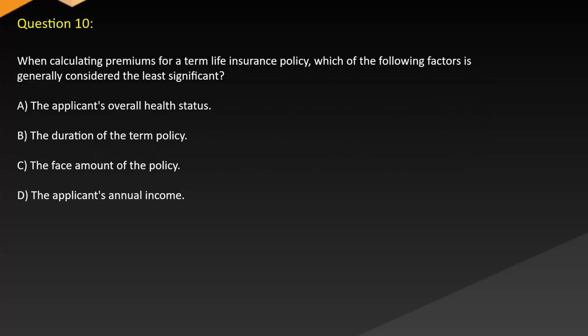Question 10. When calculating premiums for a term life insurance policy, which of the following factors is generally considered the least significant? A. The applicant's overall health status. B. The duration of the term policy. C. The face amount of the policy. D. The applicant's annual income.